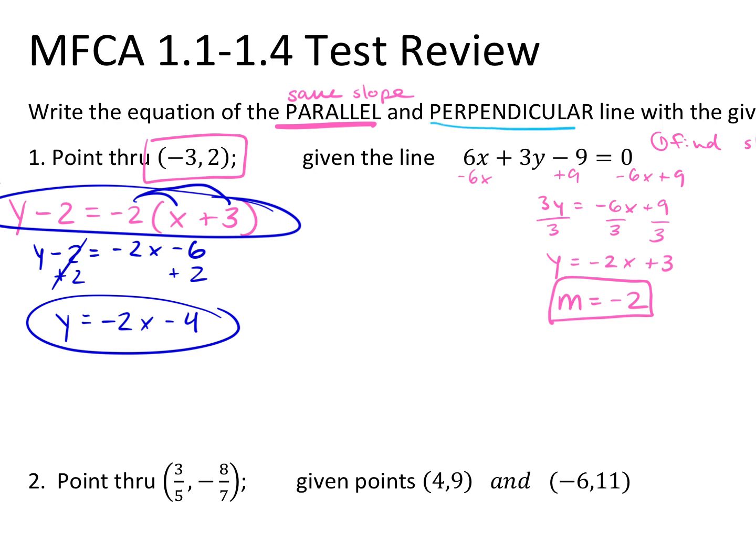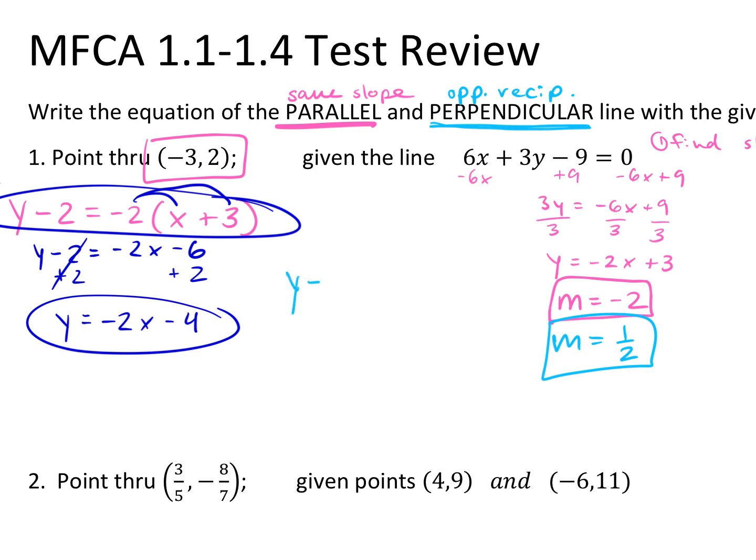Next, let's find the line that's perpendicular. What does perpendicular mean? Opposite reciprocal slope. So what's the opposite reciprocal of negative 2? Positive 1/2. So now the slope we're using is 1/2. So the slope that we're going to plug into our equation of the line is 1/2.